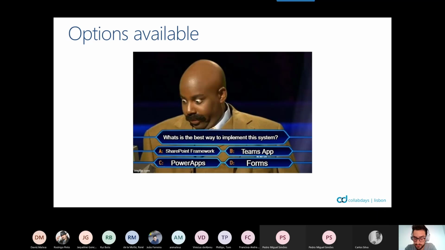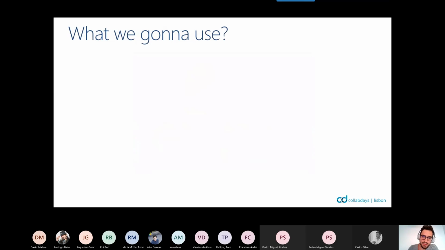The fifth option that is not here is Microsoft Lists. It's a very recent product from Microsoft, and definitely could be a way to implement this system and make sure that everything is triggered to create these teams. So what we're going to use is pretty much a mix of technologies.